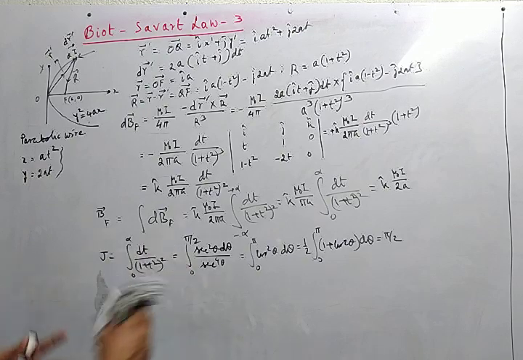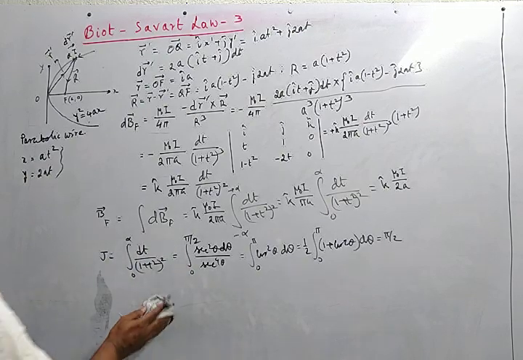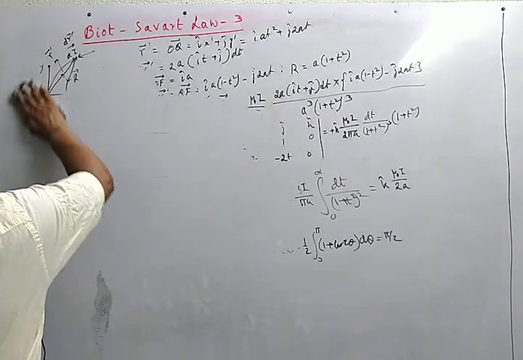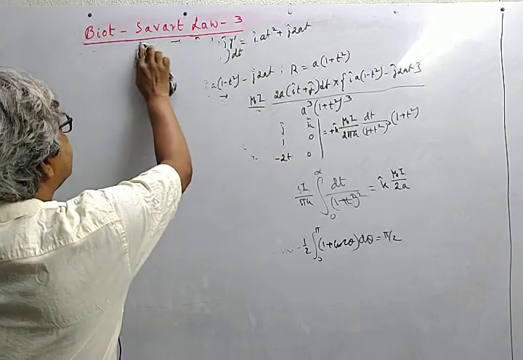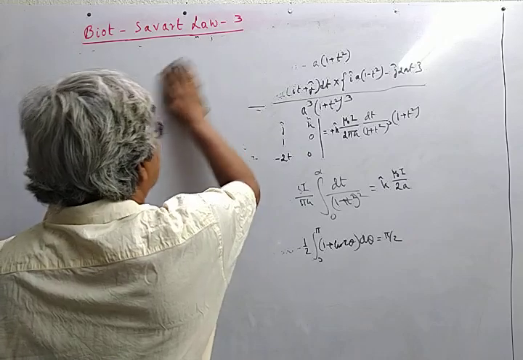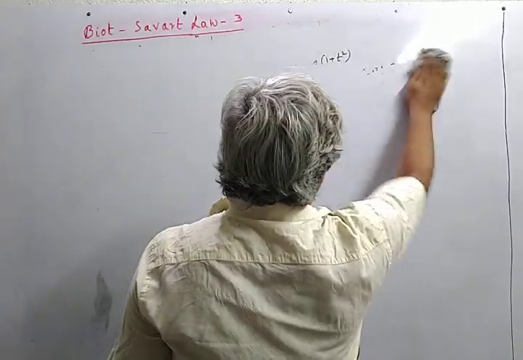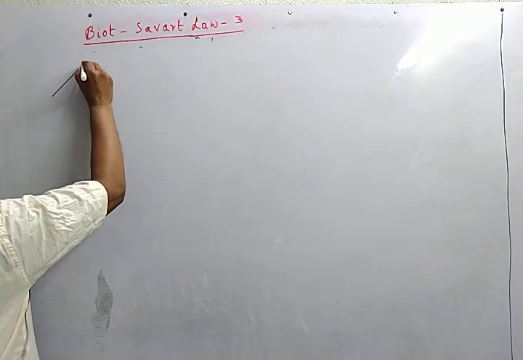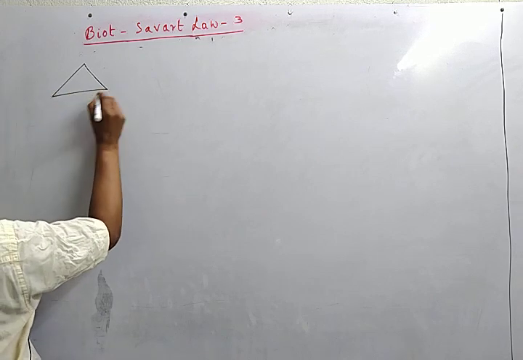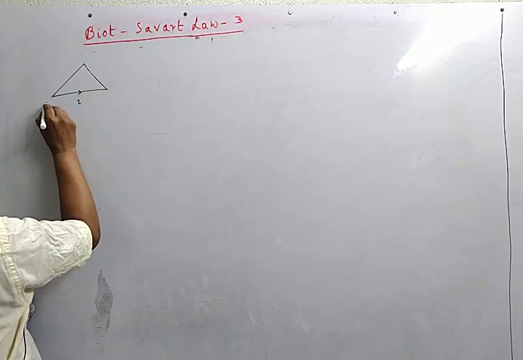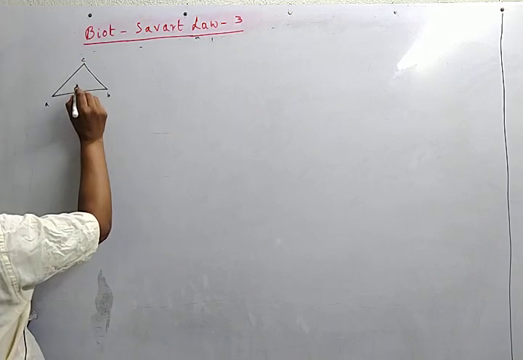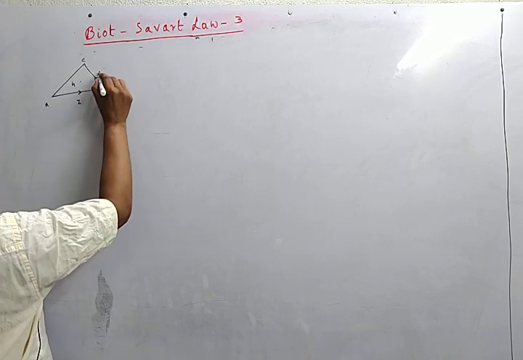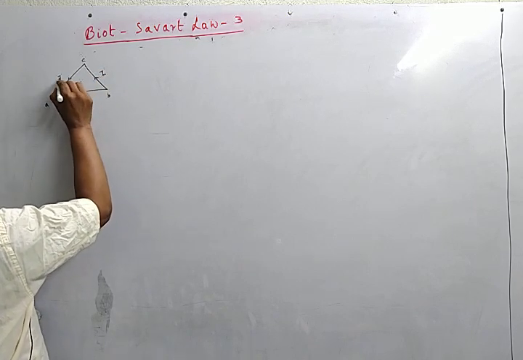With this example, we then go for the fields at the centroid of an isosceles triangle. We have a triangle of equal size carrying a current I. The triangle is ABC and the centroid is over here, G. Our aim is to calculate the field at G.